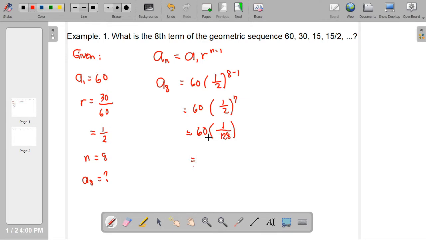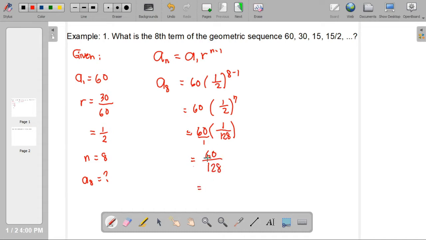Now, from here, we multiply 60 and 128. Remember that this is a whole number, so its denominator is 1. So we multiply numerator to numerator and then denominator to denominator. So 60 times 1, that is equal to 60, over 1 times 128 is 128.